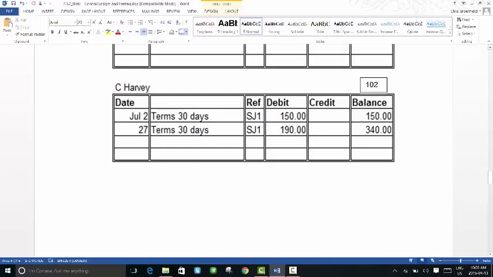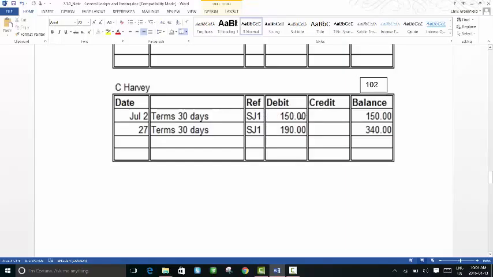In this column, you're going to record the journal and the page number from the journal where the transaction came from. So SJ tells me that this came from the sales journal and it came from page 1. For most of our work in the near future, you are always going to have GJ for general journal and then whatever page number in the top right-hand corner.